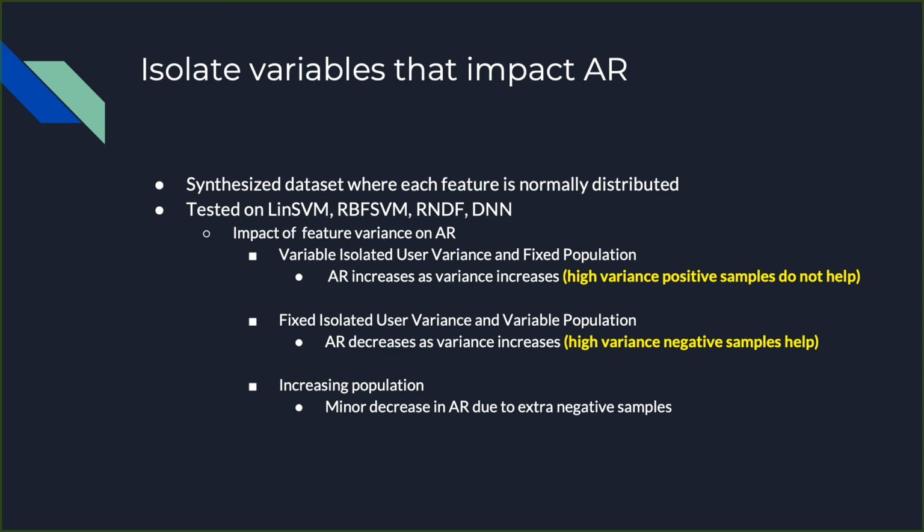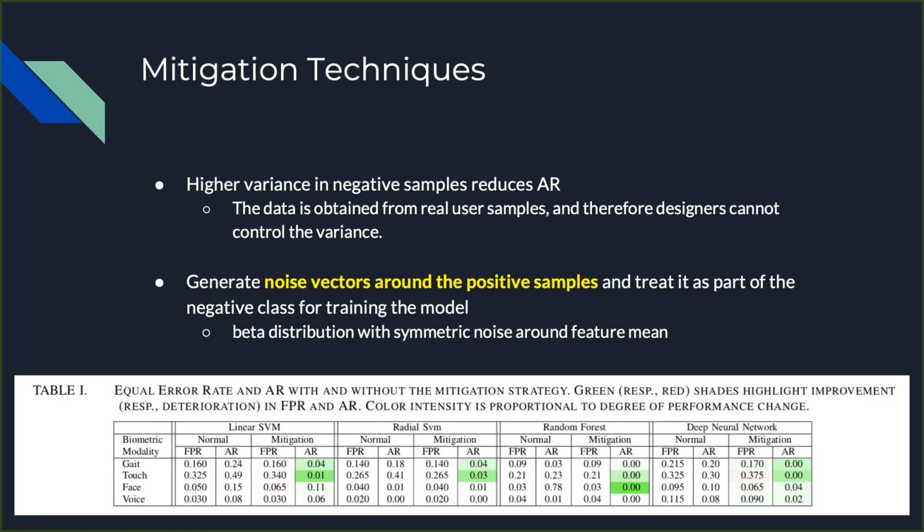So from here, they can see that the way to decrease your acceptance region is by increasing the number of negative samples. But what they noticed is that since the samples are acquired from the users, you can't modify the variance of your data. So what they did is that they artificially introduced extra negative samples that are spatially situated nearby the positive samples.